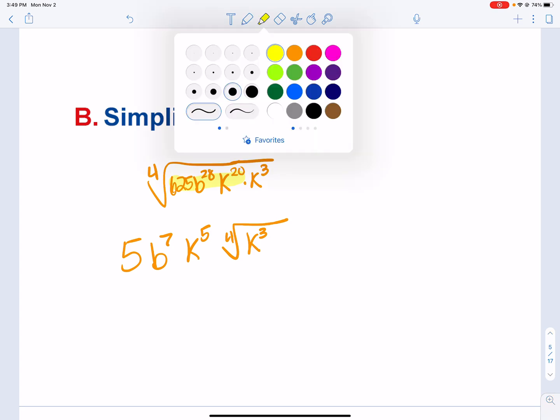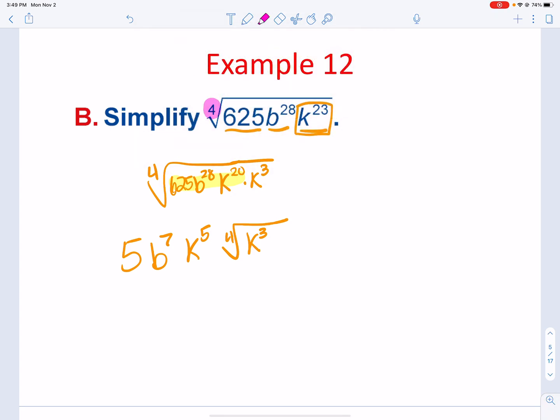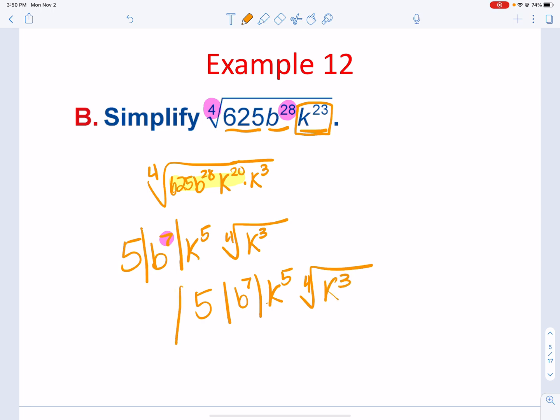Okay, now I need to look at the original problem. Okay, I have an even and an even. The only one I need to worry about putting inside an absolute value is the b, because this was even and even. And did it come out odd? Yes. So this has to go in absolute value. So my answer would be 5, b to the 7th, k to the 5th, and then the 4th root of k to the 3rd.